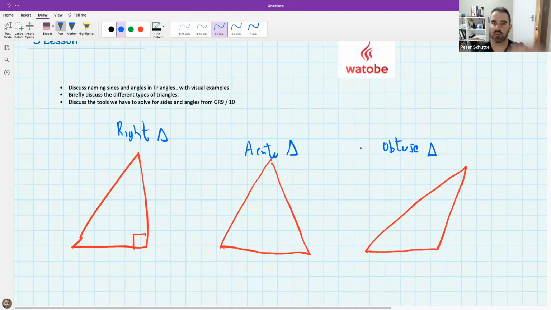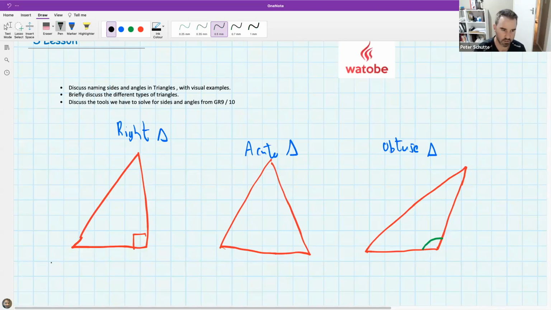Now, the reason we call it that is an obtuse angle triangle has one angle that's greater than 90. With the acute angle triangle, all the angles are less than 90. And with a right angle triangle, we've got a 90-degree angle. Okay, so that's the first bit of terminology.